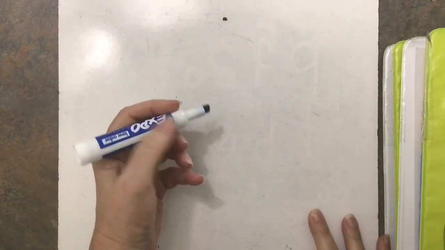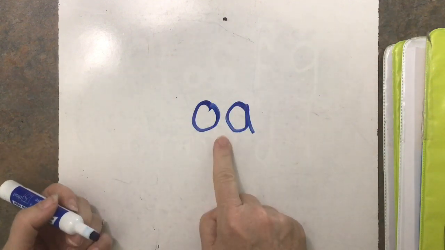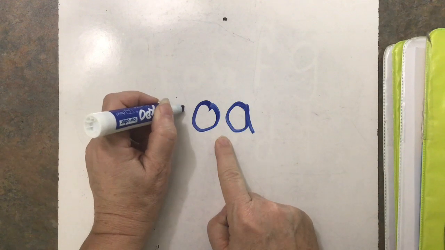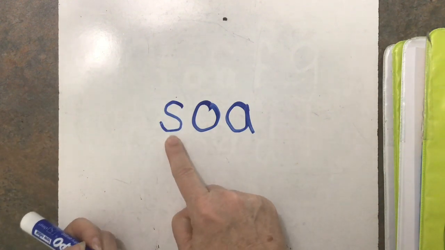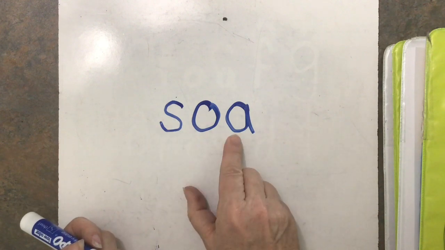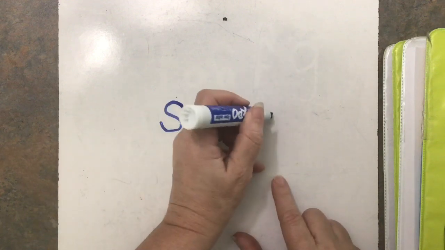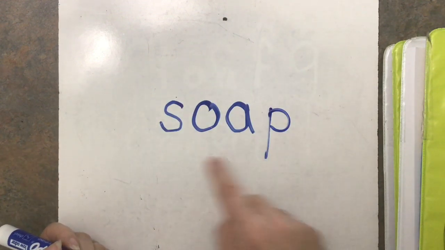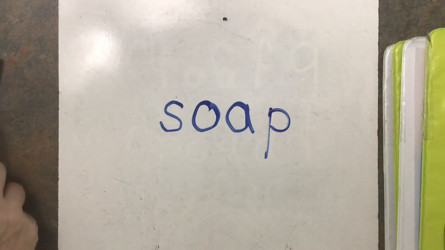Okay, so let's put our friends down first. There they are. And what sound do our friends make? Now let's put this new letter. We've learned this one, but we haven't learned a whole lot of words with it. So let's put it all together. So, P. P. Soap. This is our new word, soap.